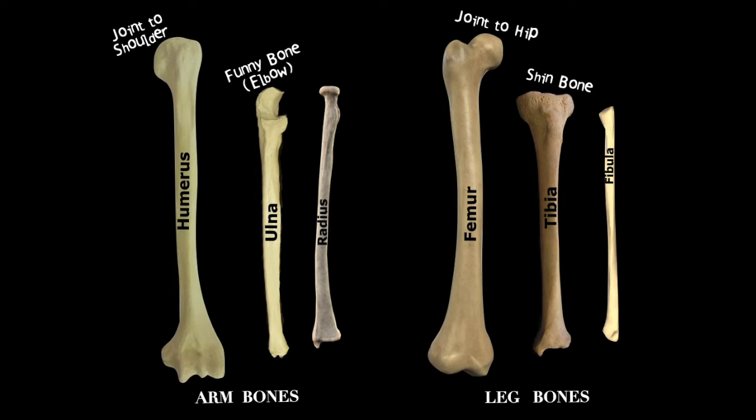We have the humerus, which is the upper arm bone. And then we have the radius and ulna. The ulna primarily makes up the elbow. The radius is larger at the wrist, and that is primarily going to be important when we talk about the radial pulse. Then we have the leg bone, which is the femur connecting to the hip or the pelvis. Then we have the tibia, which is the shin bone, and then we have the fibula.